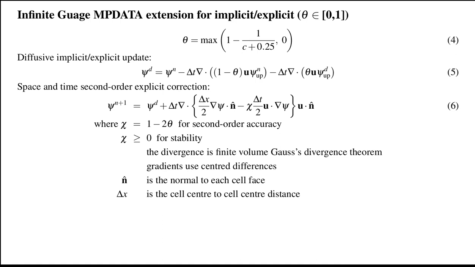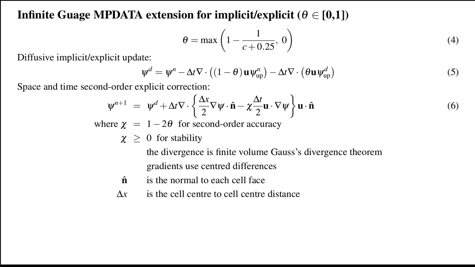As is usual with MPDATA, you start with your diffusive first order update, but this one is now mixed implicit explicit, but first order upwind spatial discretization. Then comes the explicit correction, and this is still an explicit correction. So the second order update is the first order update plus this correction. This is the same as the standard MPDATA correction if chi is equal to 1, which is when theta equals 0, which is when the Courant number is small.